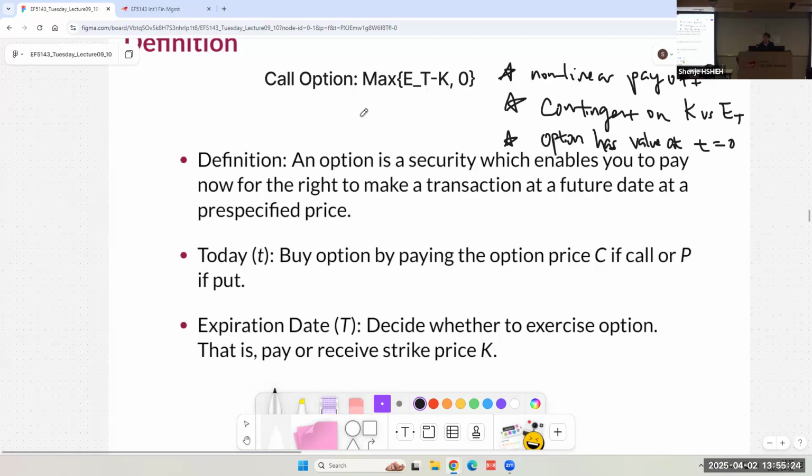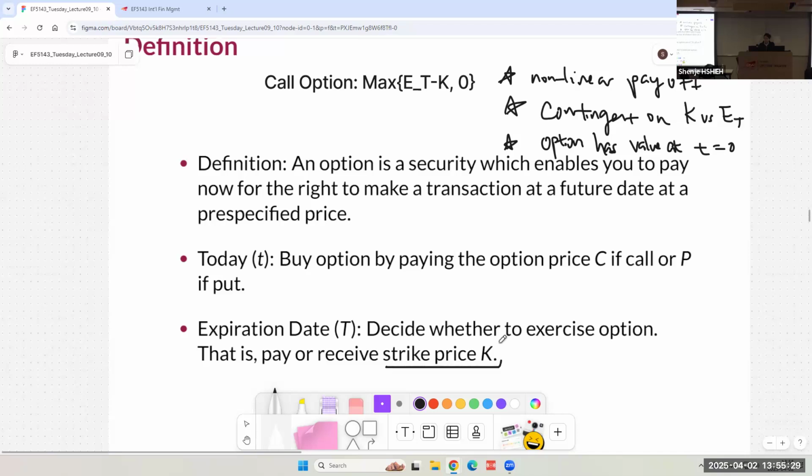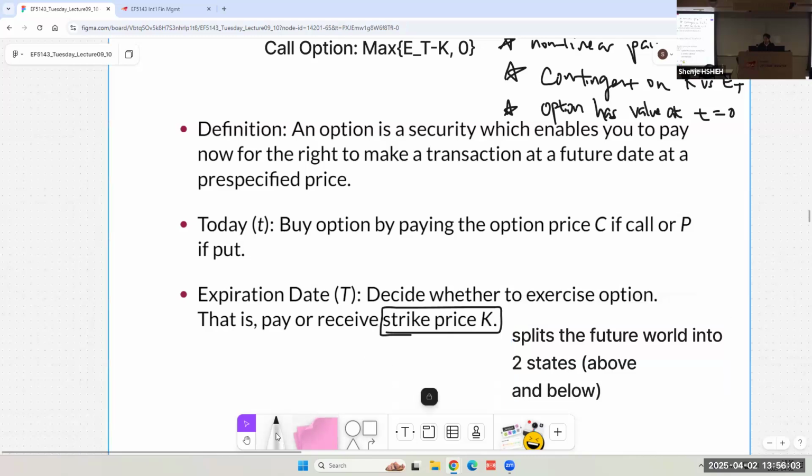So let me talk about the features again. There is what's called a strike price. This is the price that you use to determine what you're wagering. It's a threshold that splits the world into at least two states, or exactly two states, below K and above K. So this splits the future world into two states, above and below. That's feature number one.